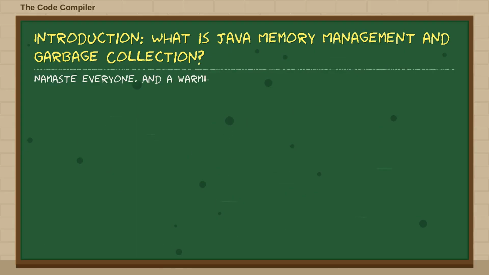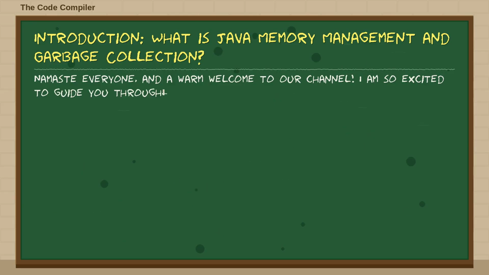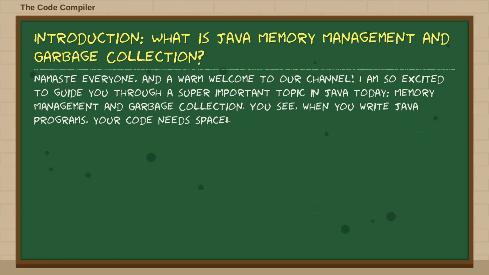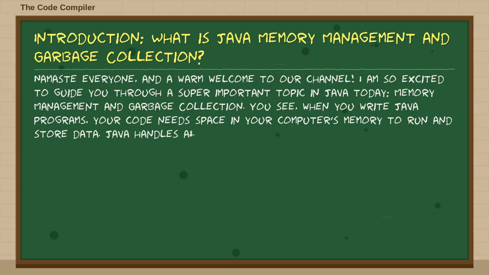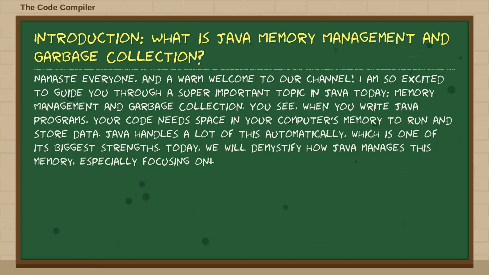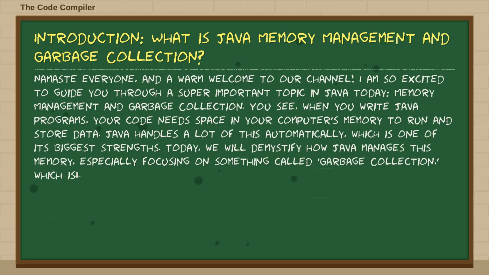I am so excited to guide you through a super important topic in Java today, memory management and garbage collection. You see, when you write Java programs, your code needs space in your computer's memory to run and store data. Java handles a lot of this automatically, which is one of its biggest strengths. Today, we will demystify how Java manages this memory, especially focusing on something called garbage collection, which is like a friendly cleaner for your program's memory.